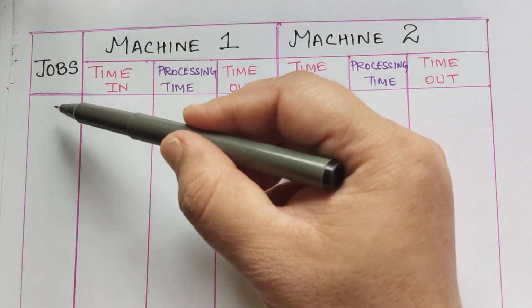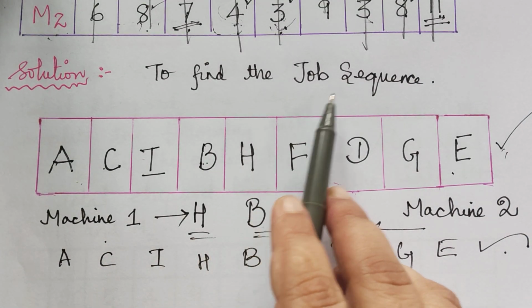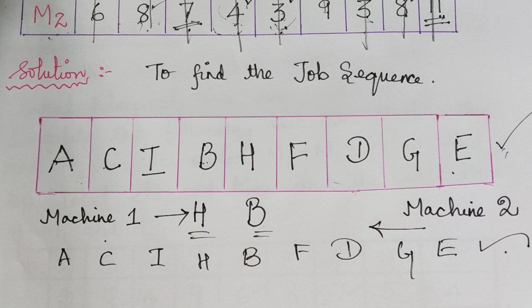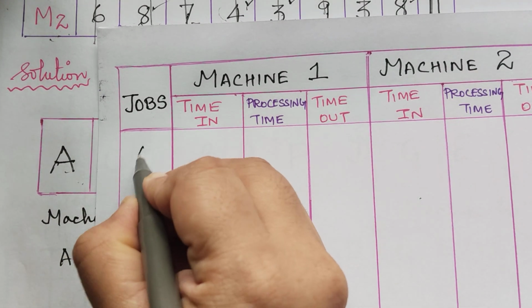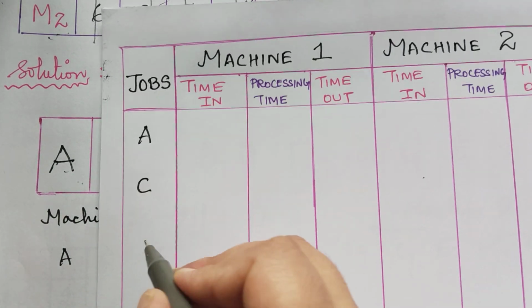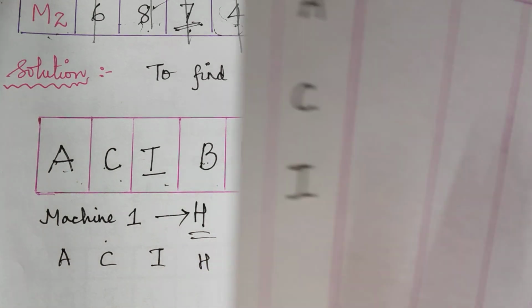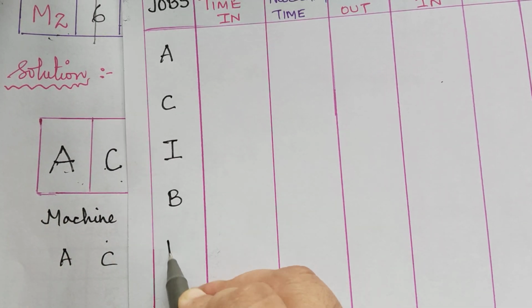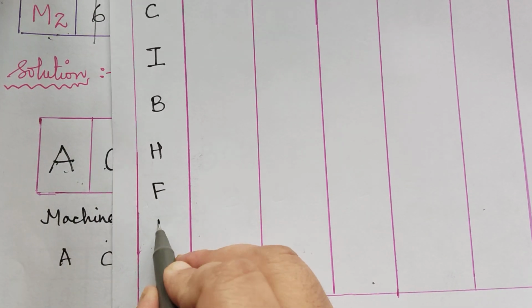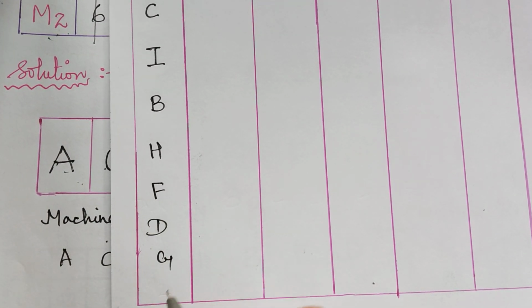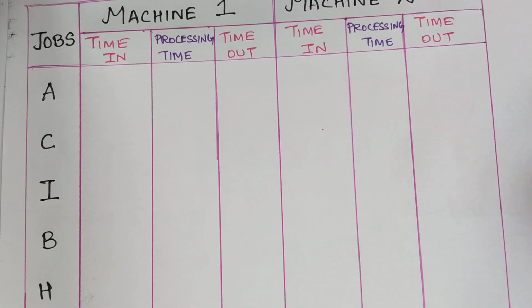Here we have to write the jobs in the order of the sequence that we have found. It is A, C, I, so we will write that here. A and then C, and after that I, and then we have B, H, F. Then we have D, G and E. So we have to write the jobs in the sequence that we have found.